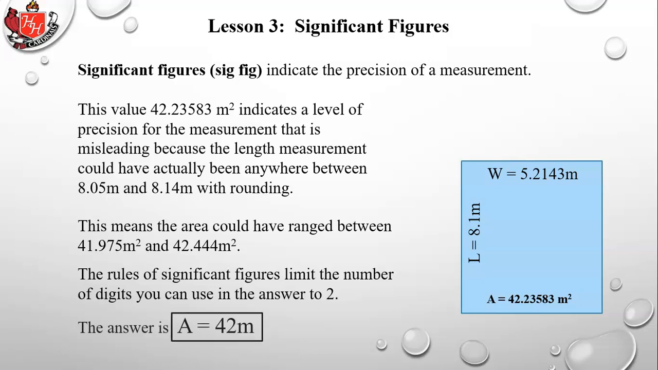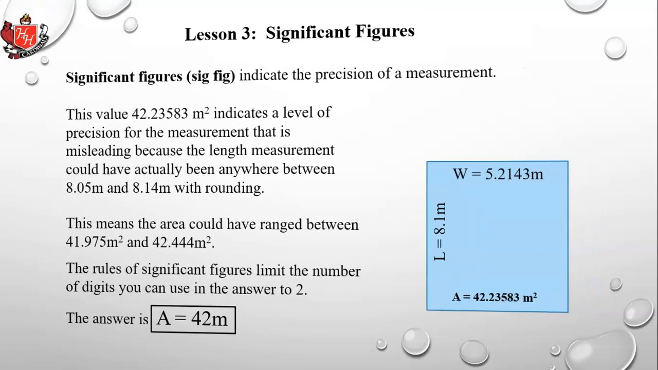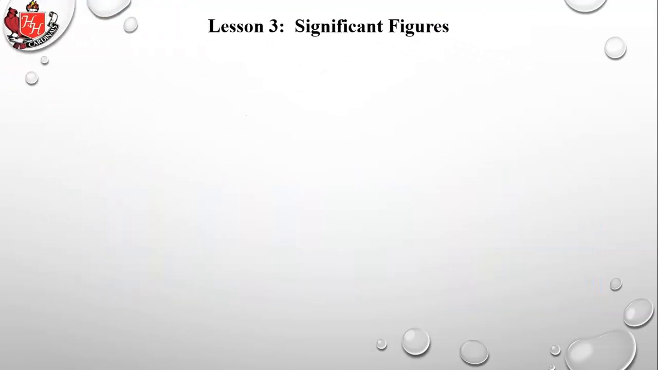So the rules of significant figures limit the number of digits you can use in the answer to 2. To express the area to the correct number of significant figures, you can only use 2 significant figures, and we're going to learn the rules for that in this lesson. So the area would be 42 square meters. You can't express it any more precisely than that, because the length measurement is only done to 2 digits, 8.1, 2 significant figures. So your final answer can only have 2 significant figures: 42 square meters.